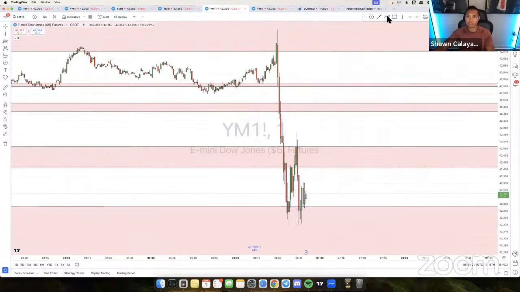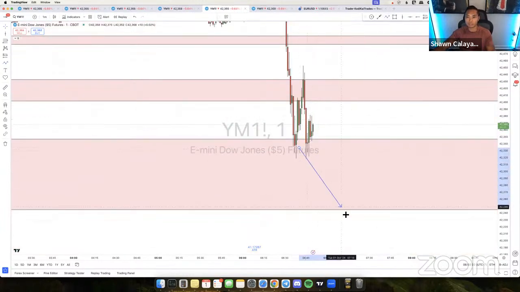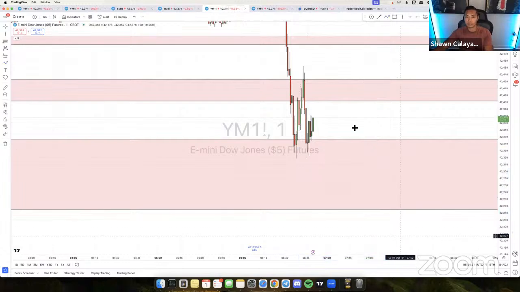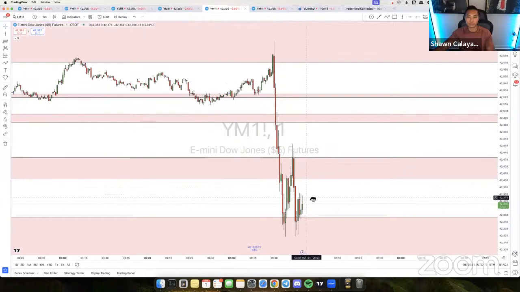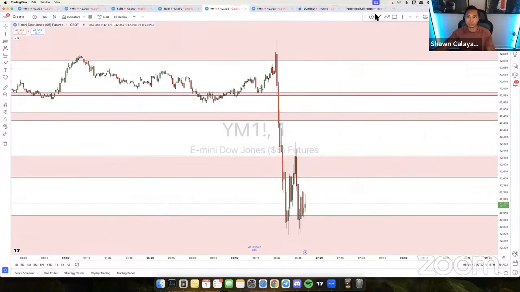What you want to look for is price to break out of it and continue climbing, right? Or you want to look for price to break out this way and continue dropping. But right here where price is currently at, you want to be careful because obviously you don't want to get trapped in the whipsaw back and forth.